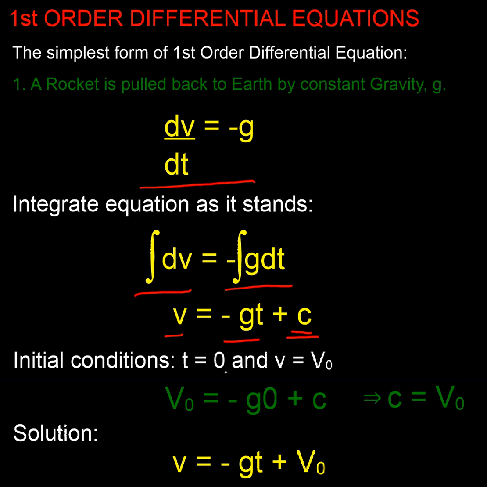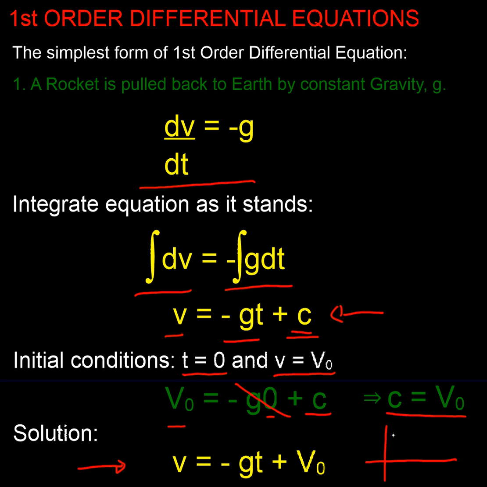So I need to deal with my constant of integration. How do I do that? Well, I'm going to sub in some initial conditions. So let's say that when the rocket starts off at time t equals 0, its initial velocity is v0. I can sub that into the equation above. So v0 equals minus g, t is 0, so that's going to go to 0, isn't it? That's going to be plus c. Therefore c equals v0. So I can put that back into my formula here. So I've now got v equals minus gt plus v0.